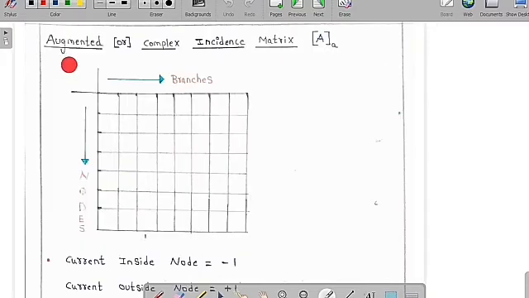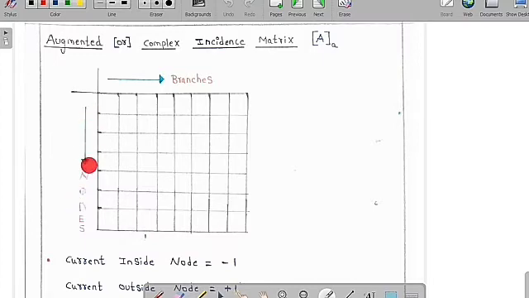So now we are going to learn about the augmented or the complex incidence matrix. This is called the augmented or complex incidence matrix, which is represented by a capital A with a subscript a. So basically it is a matrix.